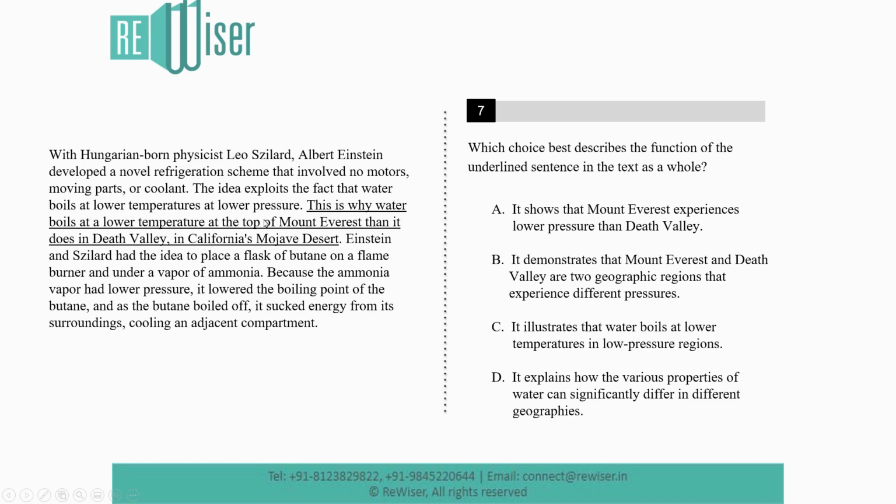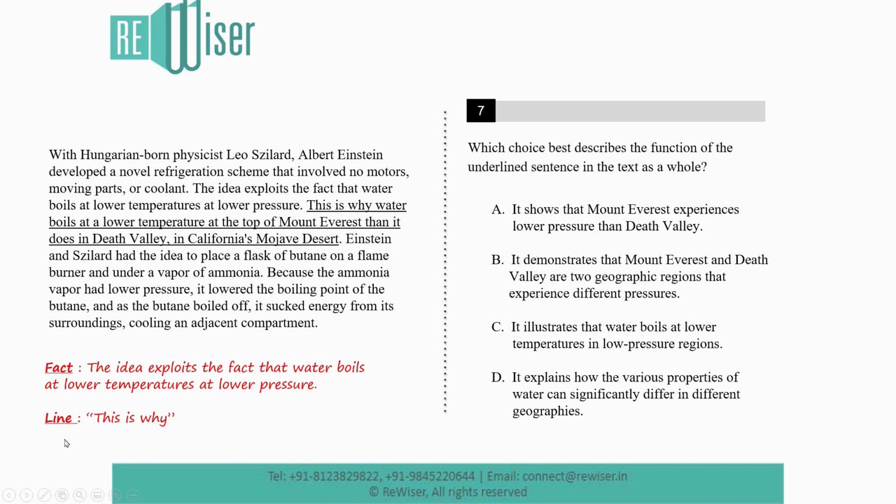So let's make a note of what we have. First we have the fact which is clearly given before the underlined portion. The fact is that water boils at low temperatures and at low pressure. We know that, they've clearly given that. And then you see the underlined portion starting with this is why. So it clearly means that the underlined portion is giving us the reason for the fact, or it's explaining the fact, to put in simple words. We could clearly know that by looking at the phrase this is why. So it clearly explains the fact. It also gives us an example of Mount Everest and Death Valley to explain that fact clearly.